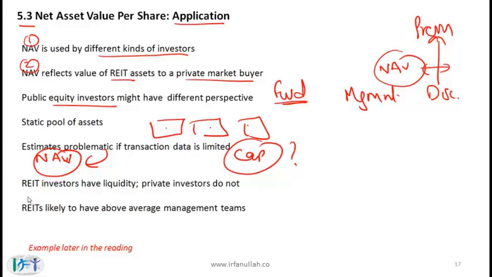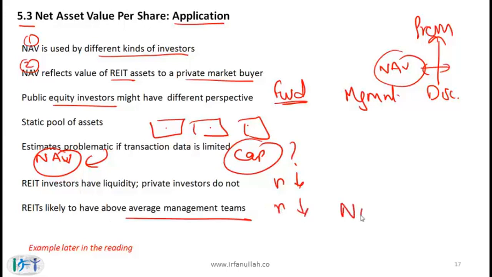And finally, 2 concluding points in this segment. REIT investors have liquidity which private investors do not. And because of this, all else equal, the required rate of return or the riskiness of a REIT is lower compared to private investors in real estate. Again, this is all else equal. Another point is that REITs are likely to have above average management teams because these are public securities, and generally public companies tend to attract better management, and that again is likely to reduce the riskiness of a REIT.